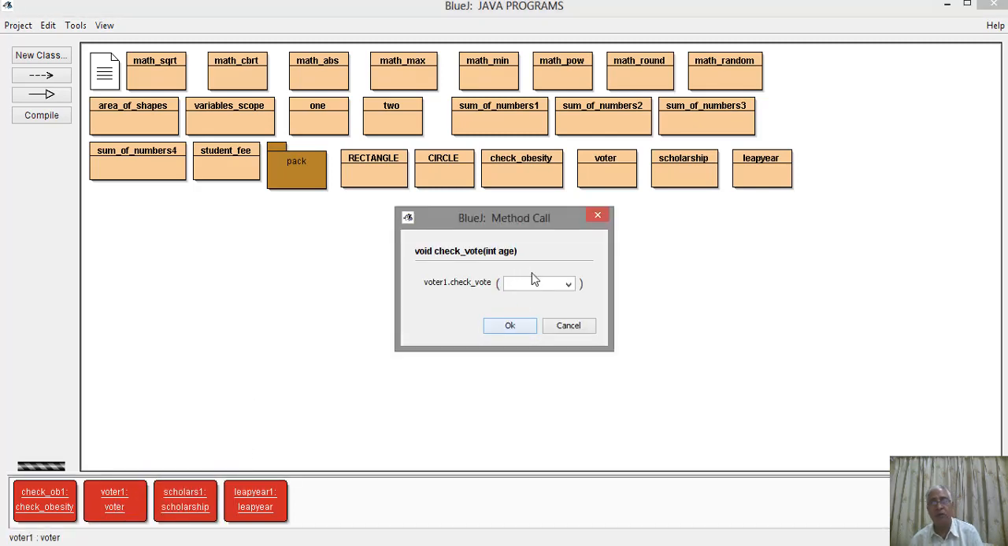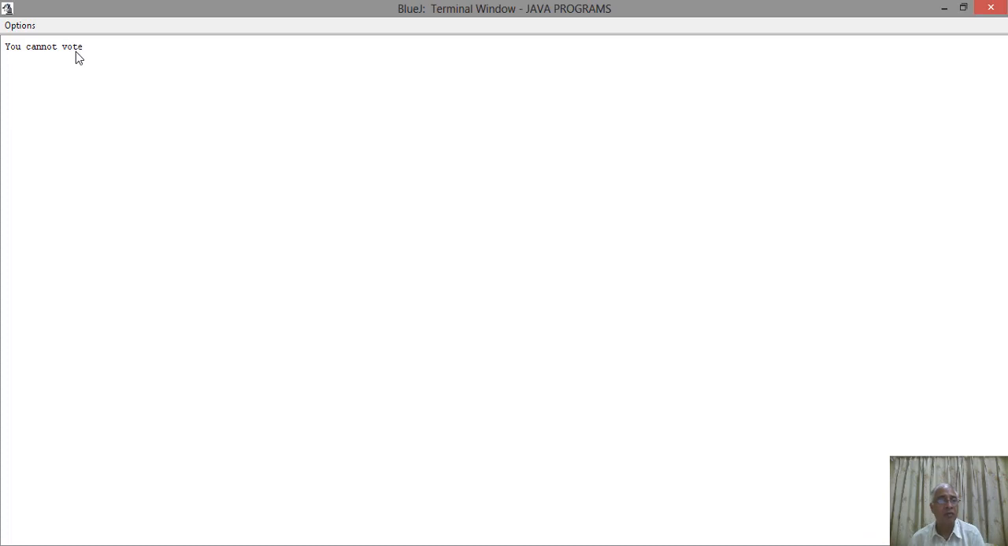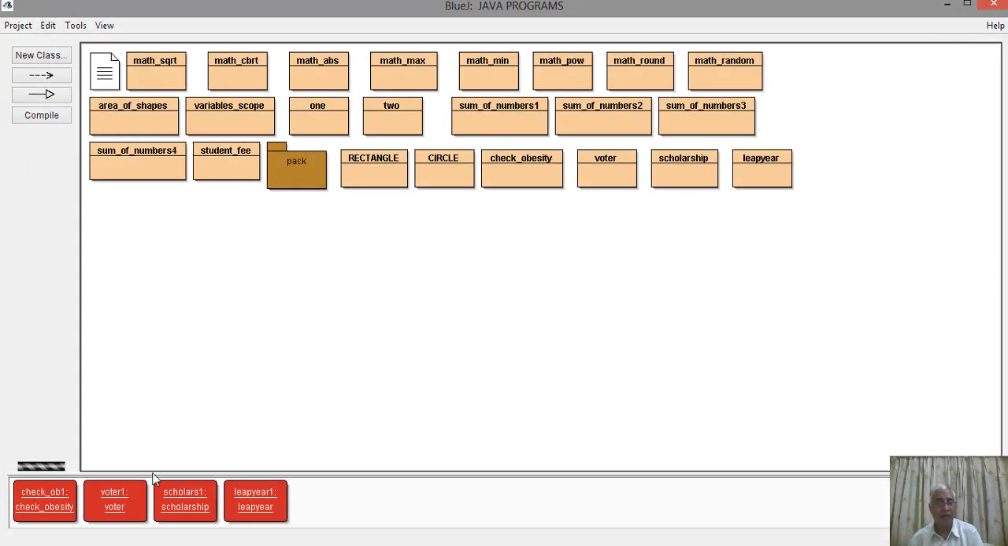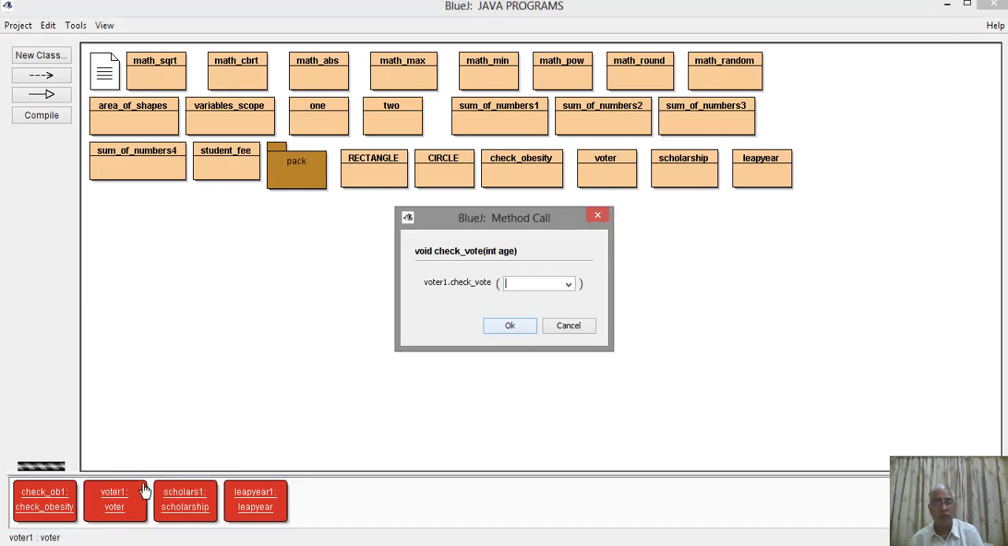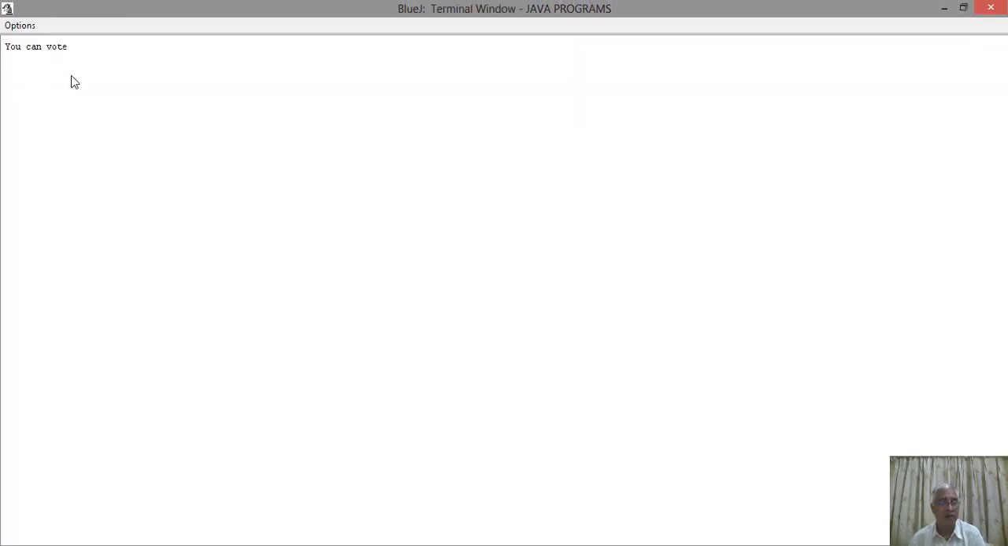Now the voter, we will again run this program. We will check vote. We will input the data, that is the age of the person. Suppose we give 12 years. The computer will say you cannot vote, because it is less than 18. Now again we enter a value more than 18. Let's say 46. The computer will say you can vote. It is working perfectly. Below 18 also it is working, and above 18 also it is working.